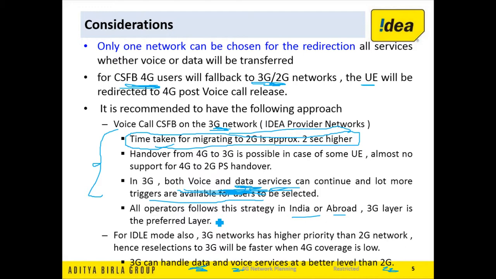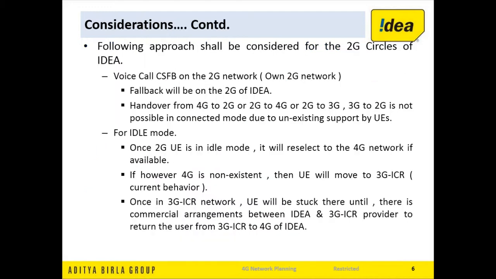So it makes a lot more sense to do it for 3G, for CS fallback. Now let's consider scenarios where Idea has no 3G circle, or circles where we have only 2G and 4G. So circles like Karnataka, TN, Northeast. Odisha does not have a 3G ICR layer, so I will not talk of that. But for these three networks, our recommendation is we should fall back from 4G to 2G, our own 2G network.